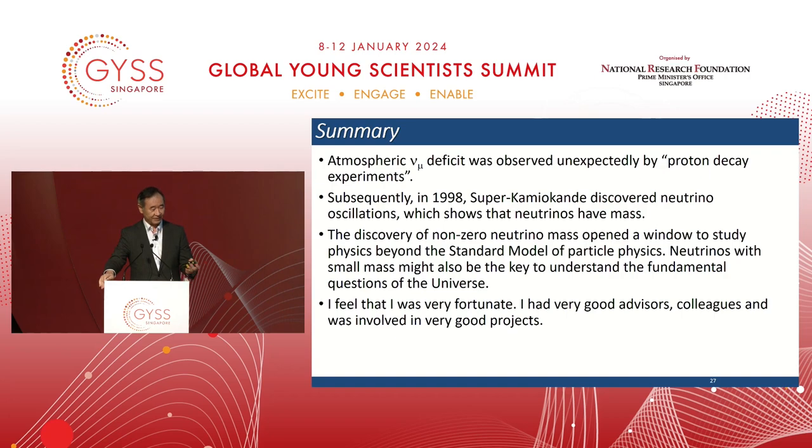Atmospheric neutrino deficit was observed unexpectedly by proton decay experiments. Subsequently, in 1998, Super Kamiokande discovered neutrino oscillations, which shows that neutrinos have mass. The discovery of non-zero neutrino mass opened a window to study physics beyond the standard model of particle physics, and neutrinos with small mass might also be the key to understanding the fundamental questions of the universe.